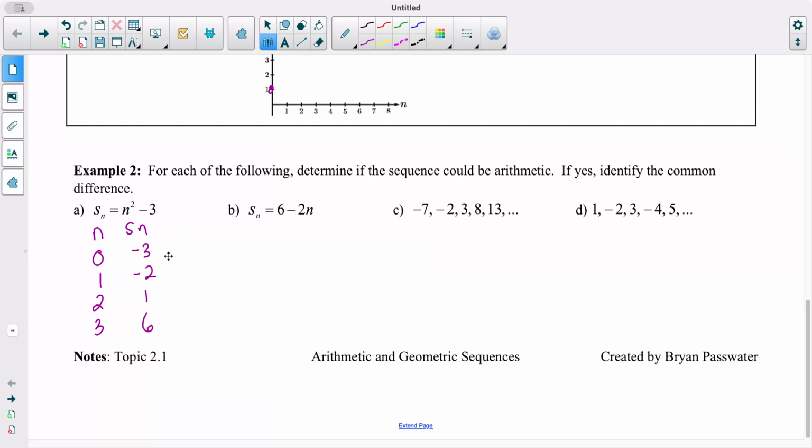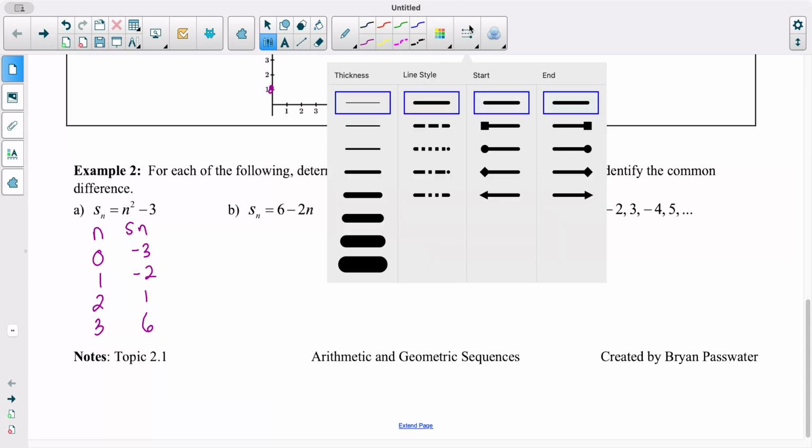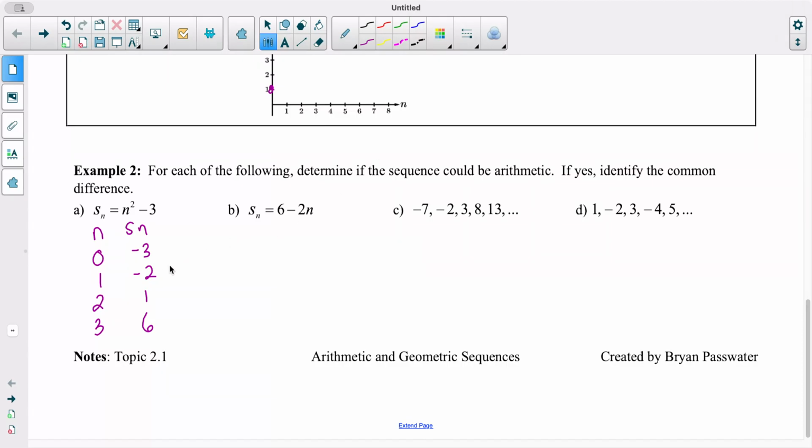Now, we talked a little bit about this before, when you were looking for not just the rate of change, but when you were looking for concavity, about having to subtract them backwards. In order to effectively figure out what your common difference is, you have to go backwards when you subtract. So -2 minus -3 would be 1. 1 minus -2 would be 3. 6 minus 1 would be 5. And we can tell the first differences are not the same. They're not constant. So this is definitely not linear.